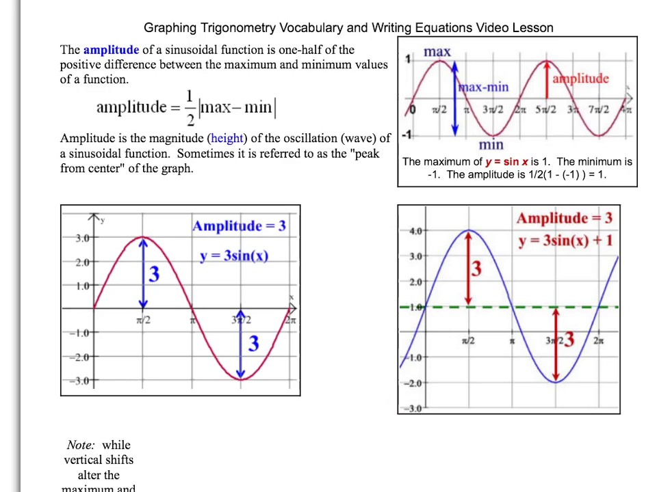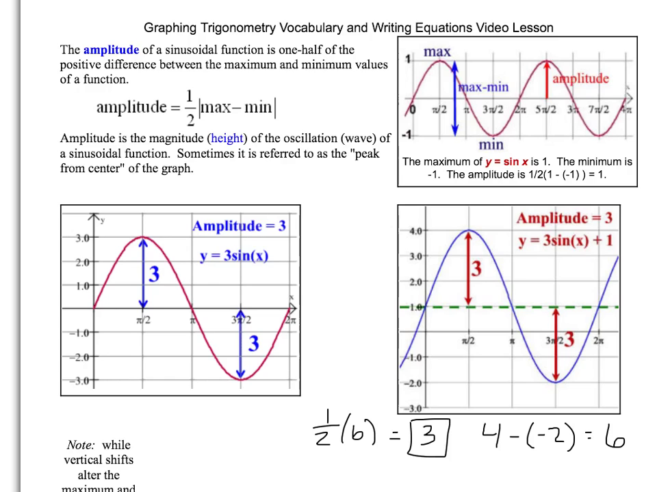4 minus -2 is 6. The amplitude is half of that, so half of 6 is 3. Notice that the amplitude will always be positive. I also want you to notice something else.